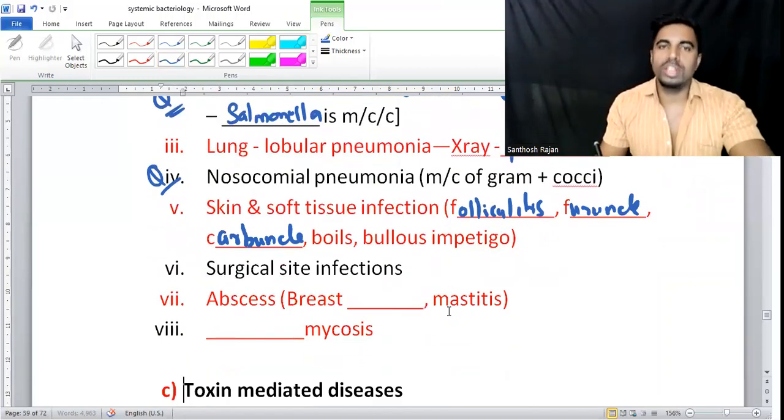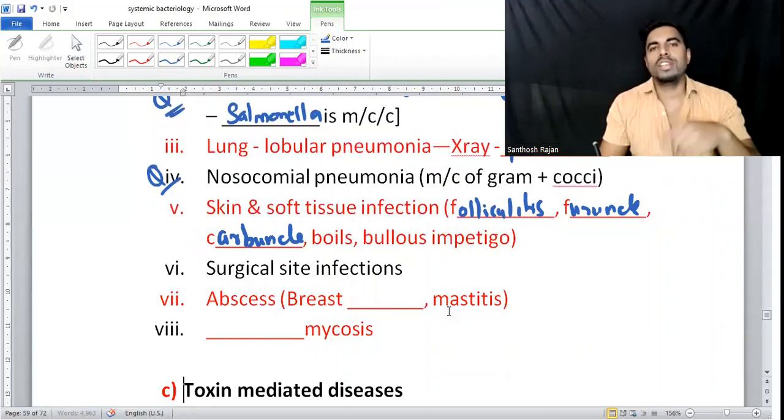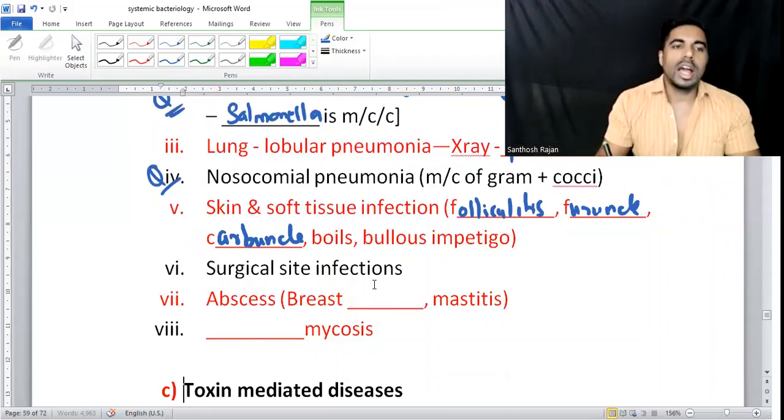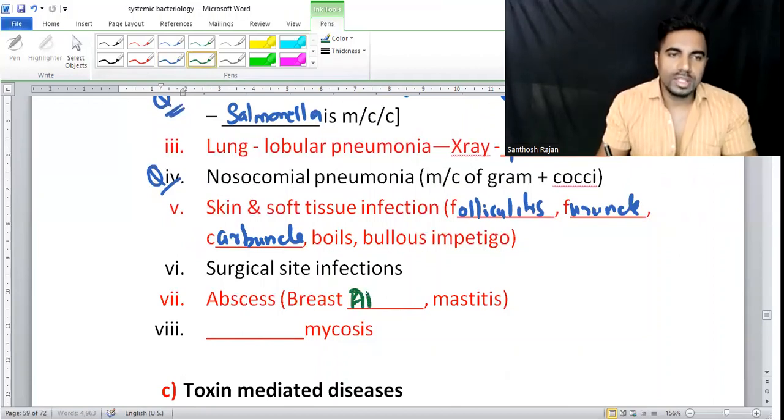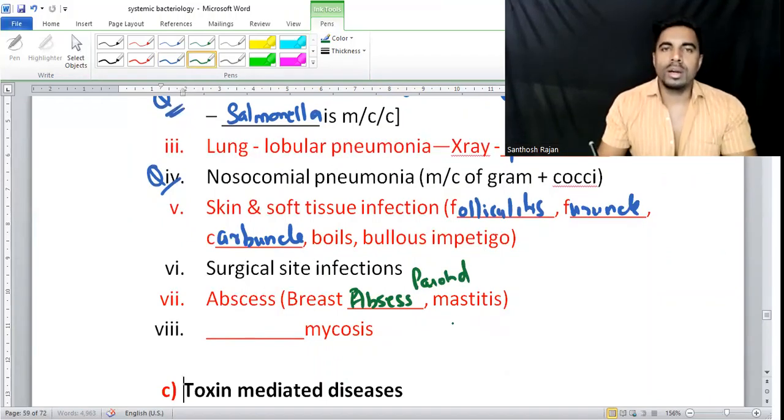And surgical site infection after surgery is also one of the important causes. Abscess, I told you breast abscess, parotid abscess, frequently asked, and also mastitis. Mastitis, you know, a mother is breastfeeding and then she gets mastitis. So what is the reason? It's Staphylococcus aureus. You don't have to think too much. Anything, it is A, again you have a clue. Staphylococcus aureus.